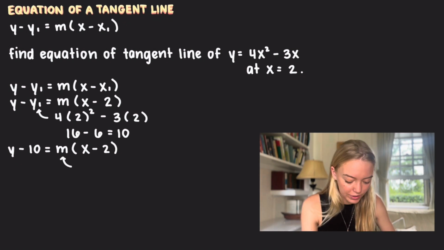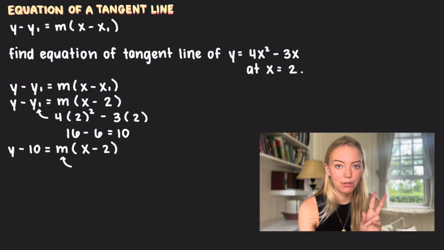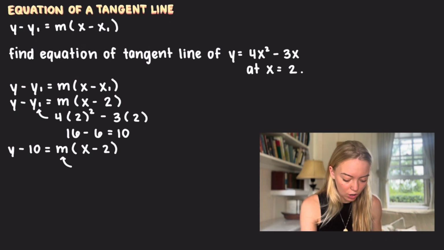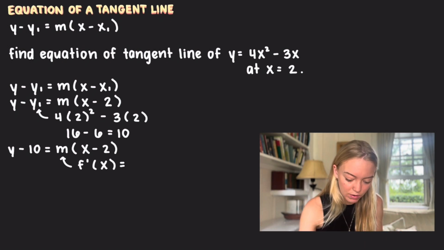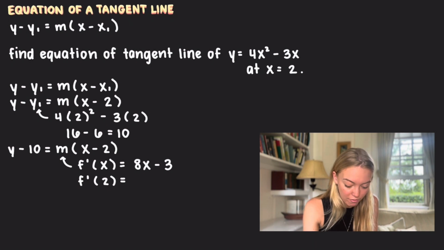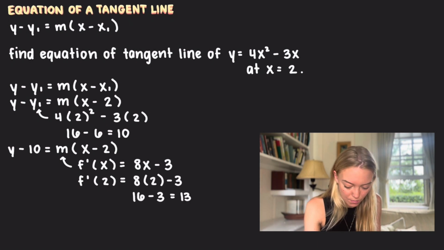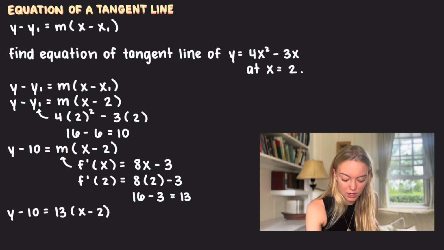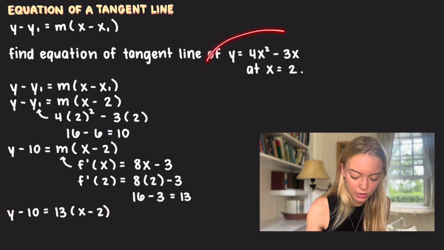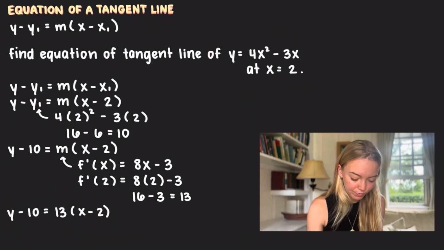All right, now we need to solve for this m value right here. So again, to solve for the m value, it's two steps. First is take the derivative of the function and then plug in the x value. So first we have to find the derivative. Well, the derivative of 4x squared minus 3x is just 8x minus 3. Now we can plug in our x value, which is 2. So f prime of 2 is going to be equal to 13. So this is going to be our answer. It's really as simple as that. This is the equation of the tangent line for this function at x is equal to 2.